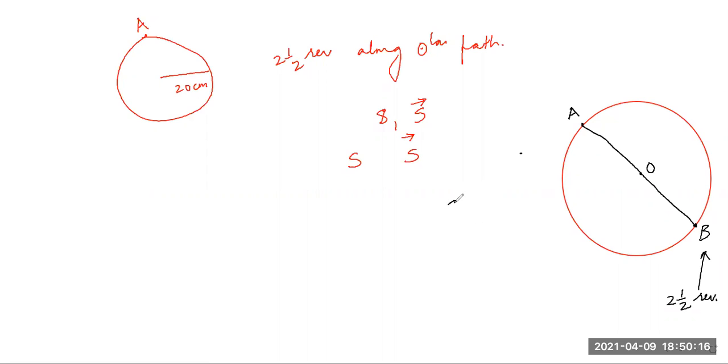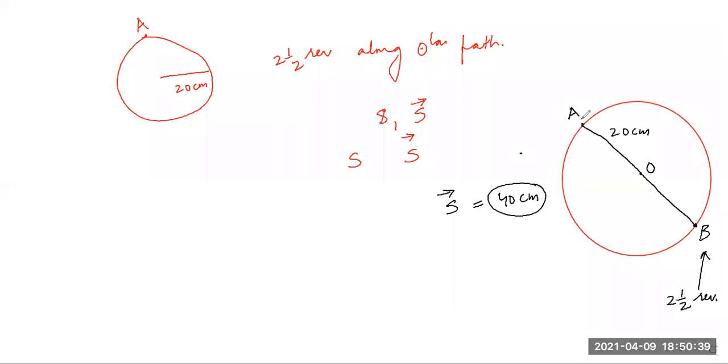Now easily you can tell what is the final displacement. This you can easily say. Correct, very good. This is 20 centimeter radius, so his displacement will be 40 centimeters. Suppose it is asked, what is the displacement at the end of 3 revolution? 3 revolution means he will again come back to A. That will be 0 meter.